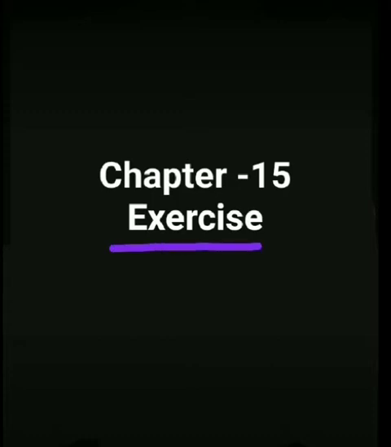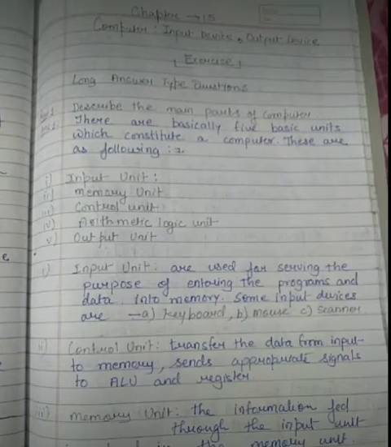Students, there are three answer type questions: long answer type question, short answer type question and very short answer type question. So today we will discuss the three. Okay, now let us begin. Students, the very first is the long answer type question.